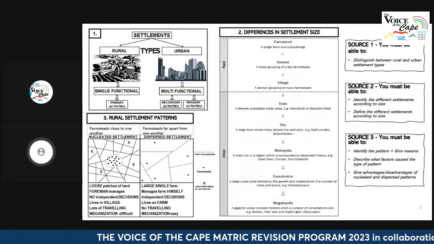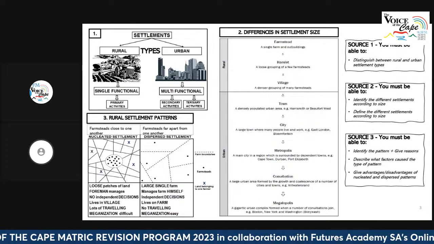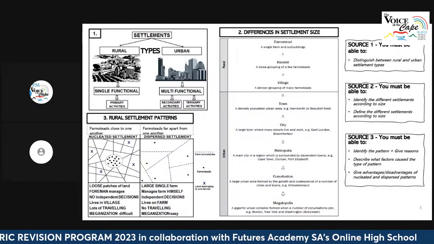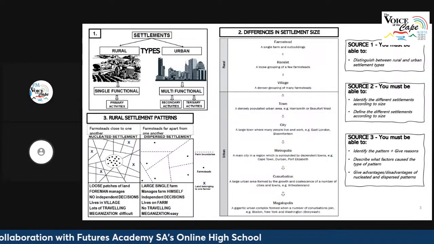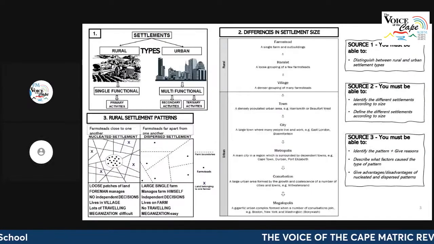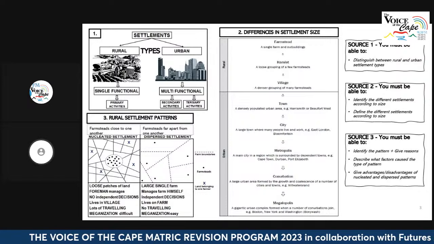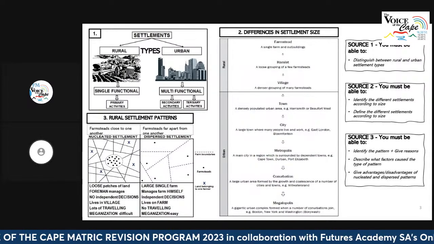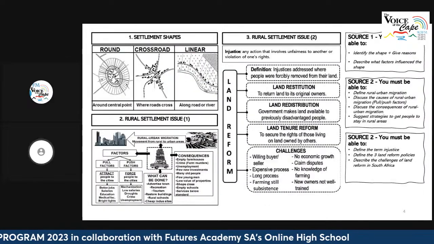Right, so when we talk about the two different types of settlements, we are talking about a rural settlement and an urban settlement. A rural settlement is a single functional settlement, meaning that it mainly involves itself in primary activities, whereas an urban settlement is a multifunctional settlement that often includes tertiary as well as secondary activities that take place. Then we get different types of patterns.